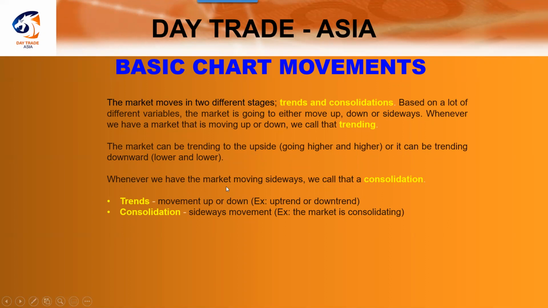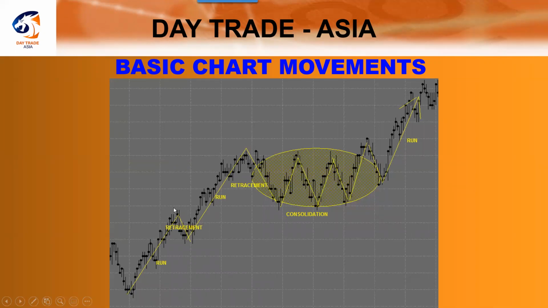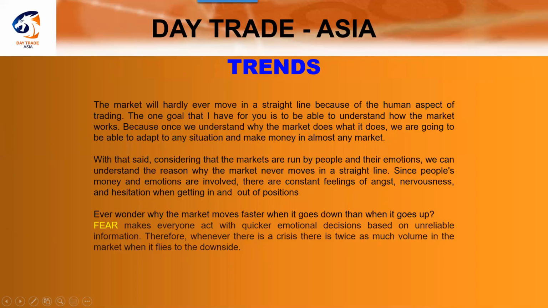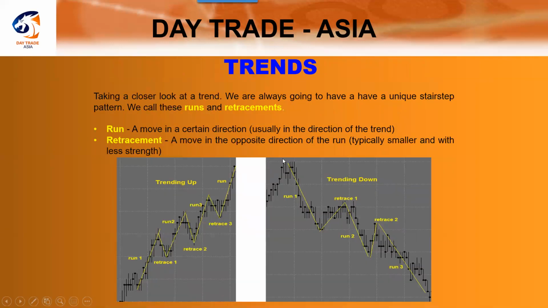Now, there are three components of a trend. Mainly, they are the run, retracement, and consolidation. Those are the three components of a trend. You can do the same thing when it's going down. Like here, run, retracement, even though you also have consolidation at the same time, run, retracement, and then run to the downside. And this one, opposite, you have the run to the upside, retracement, run, retracement, consolidation, and then run.